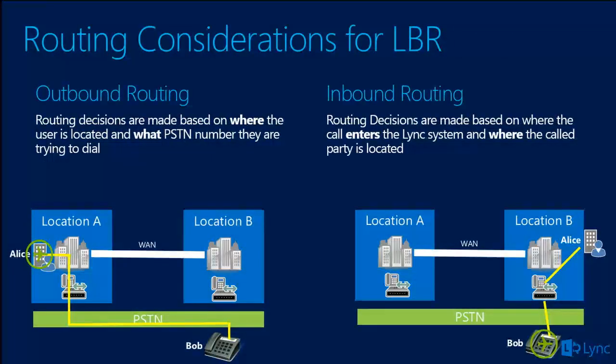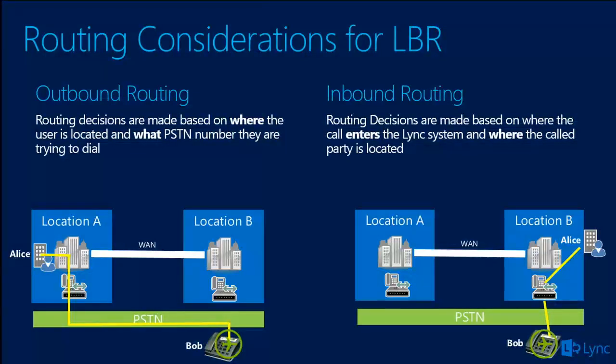Giving an example, we have location A and location B. Alice is on location A, and you can see Bob is on location B. So she calls Bob. There are two paths, one is the WAN and one is the PSTN. It may be easier to take the WAN. But when we enable location-based routing, it's going to take the PSTN path. It's going to say, this user is enabled for that, and based on the compliance which I set up, the call will go through the PSTN gateway.